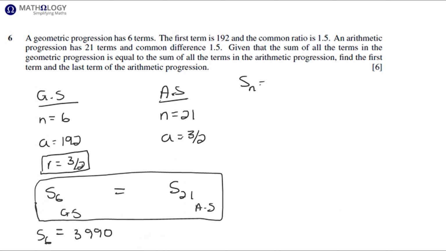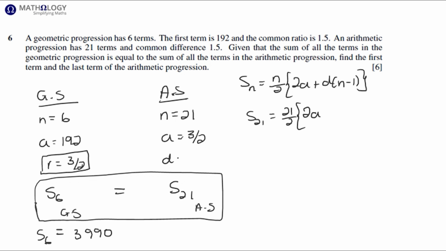The sum to n terms for an arithmetic sequence is given by n over 2 times 2a plus d times n minus 1. So the sum to 21 terms will be 21 divided by 2, 2a. I didn't write down the common difference here. Sorry, I did. I just wrote it as a. Wrote that incorrectly. D is 3 over 2. So 3 over 2 times 21 minus 1.